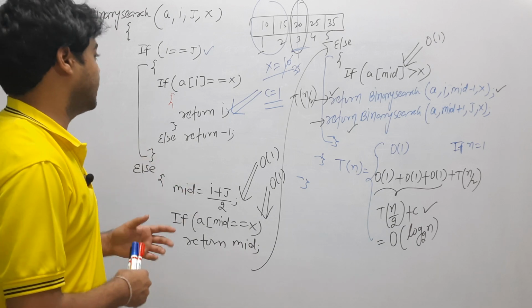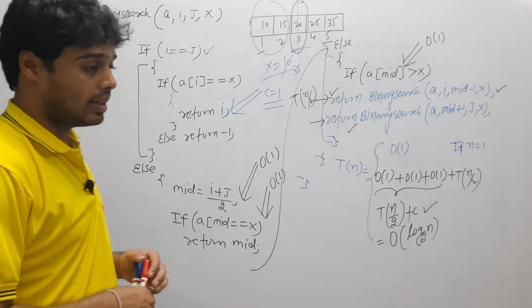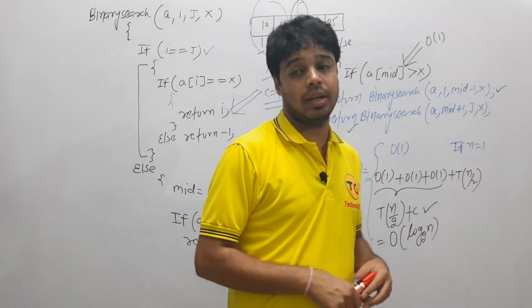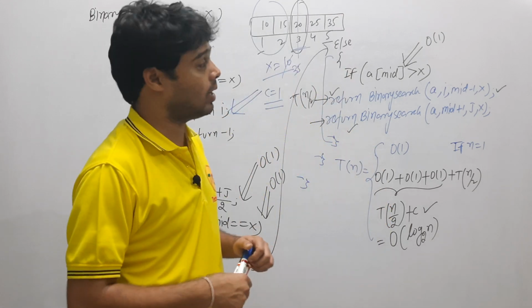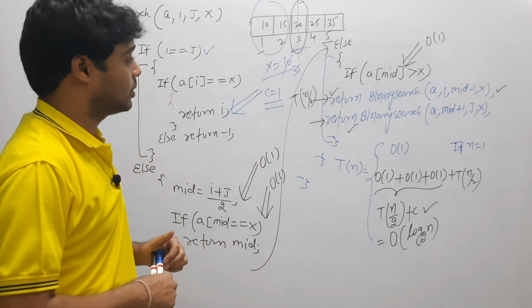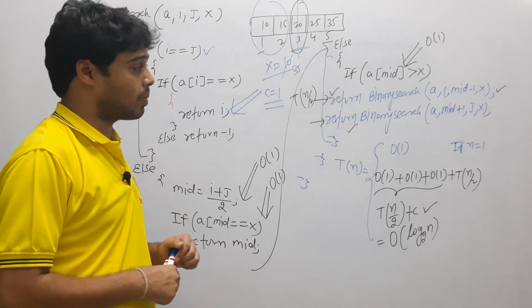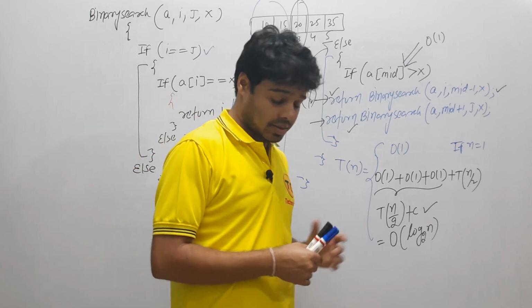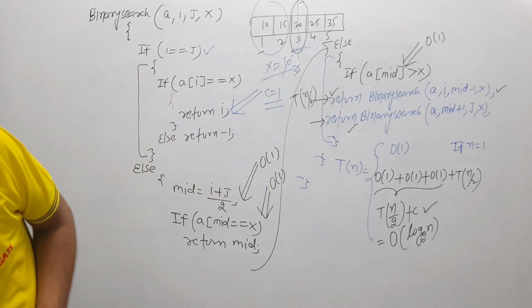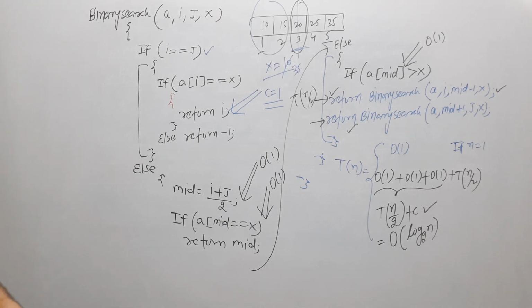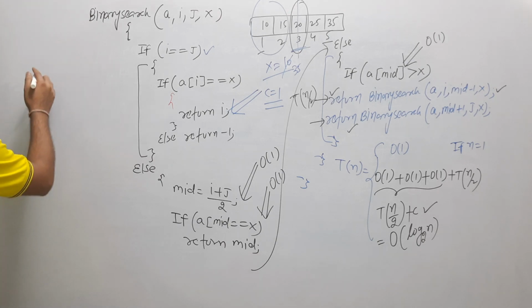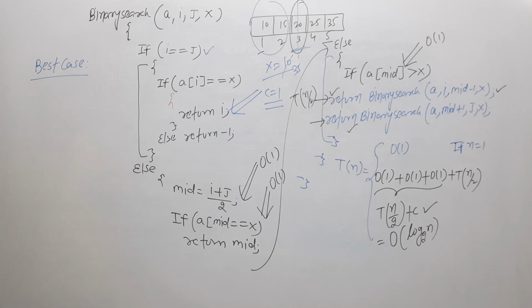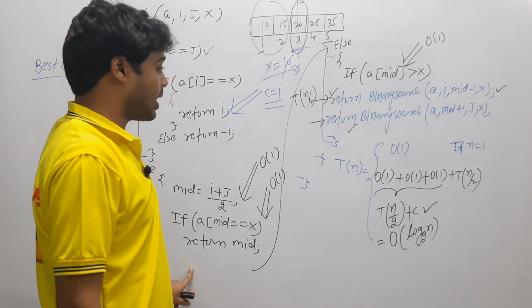So this is the way to find the binary search recurrence relation and time complexity. Let's check some problems. We will discuss some GATE problems. This is the third application, linear search versus binary search. Let's discuss the worst case and best case time complexity. What is the best case time complexity?